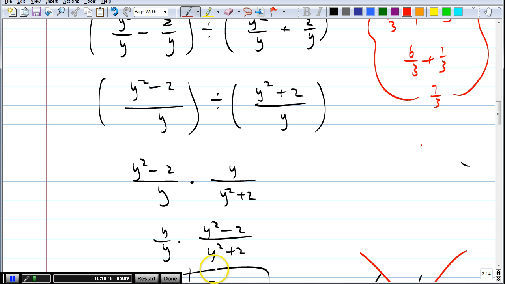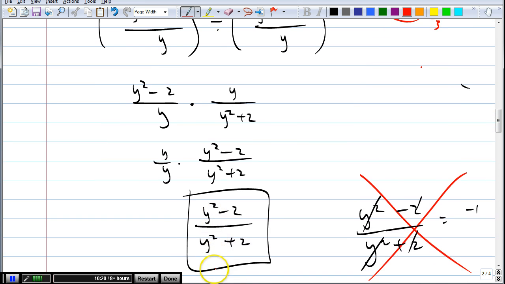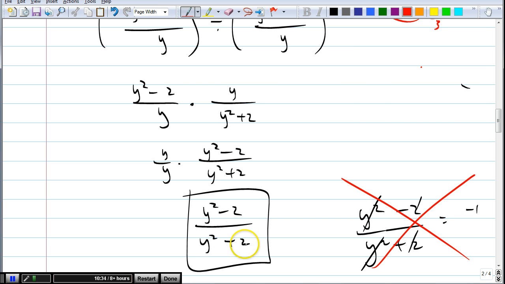Can I cancel anything out with the y squared minus 2 and y squared plus 2? Can I cancel out y squared, y squared? Why not? You're right. I cannot do that. This would be wrong. You know what some people did? They canceled out y squared, 2 and 2, and put negative 1. Is that the right answer? Of course not. Why can I not cancel out y squared and negative 2 and 2?